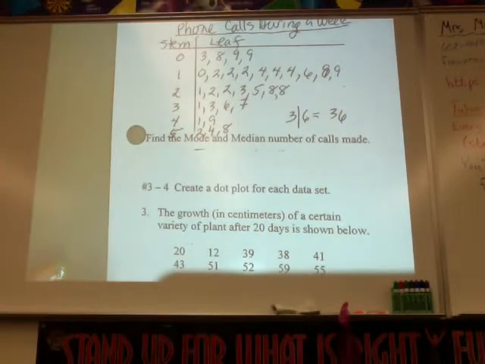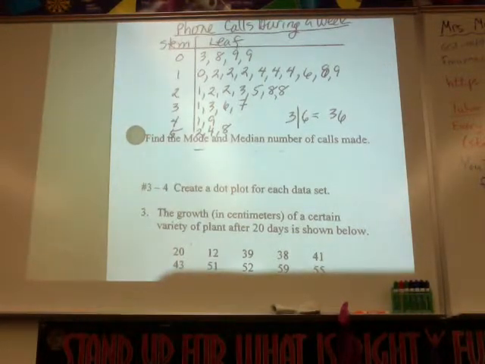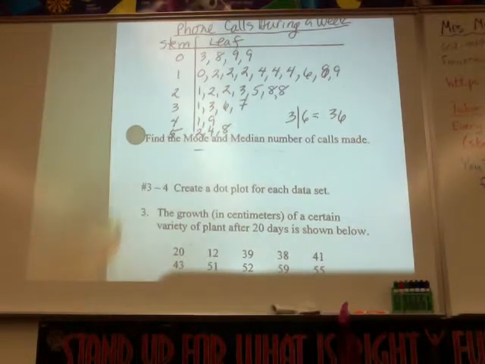What's the mode, Misha? Is there always a mode? There might not be a mode, right? Could there be more than one mode? Yes. Is there more than one mode here? Yes. So look at your leaves.